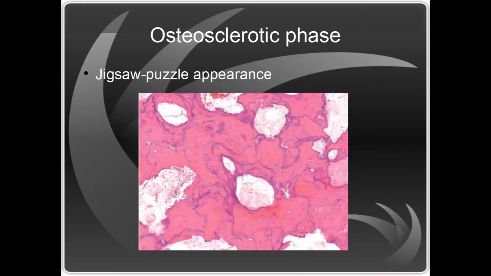Here you can see the actual microscopic image of Paget's disease. This is taken in the osteosclerotic phase, which is why you are seeing the puzzle-shaped appearance, which is actually multiple patches of lamellar bone.